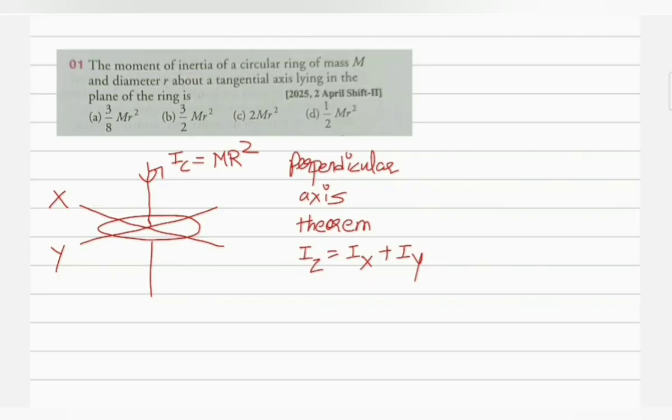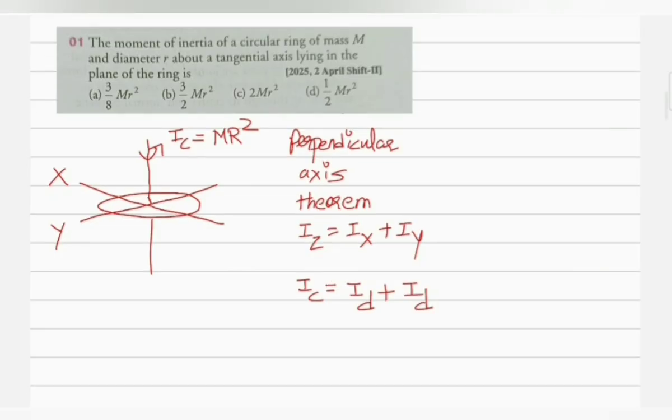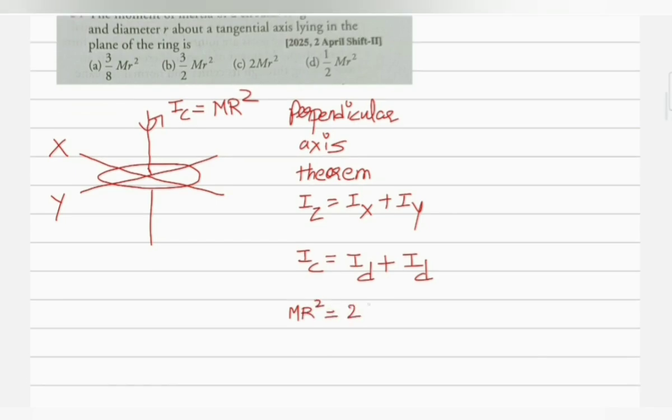Properly, all the conditions are satisfied, right? So instead of Iz, what can you write? You can write Ic, right? That is equal to, instead of Ix, you can write the moment of inertia about the diameter axis. Same way, Iy you can replace by Id. Can you do that? Moment of inertia about the diameter axis, students. Yes. So Ic, which we already know is mr square, is equal to Id plus Id, that is 2 times Id, students. So Id, the moment of inertia about the diameter axis, will be half mr square.